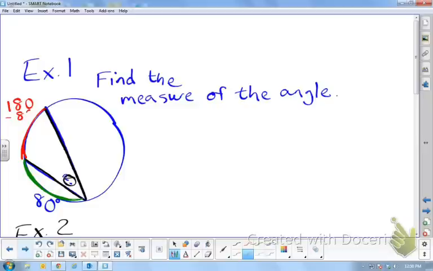Then I can use my information. We know this was inscribed. We know theta is 1/2 the arc. 1/2 times the arc. So we substitute now. We know the arc measure is 100 degrees. 1/2 times 100 degrees is 50 degrees.